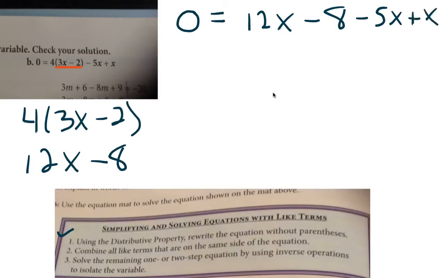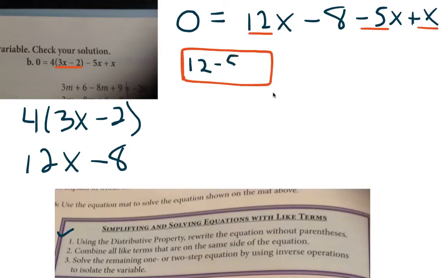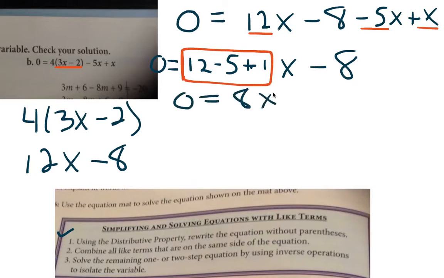And so we've done step 1 out of 3. Now we have to combine all like terms. So the x's are like terms, and there's nothing to combine with the constant, so we'll just leave that negative 8. So 12 minus 5, and there's the invisible 1 that we have to add in there. Minus 8 is equal to 0. So 12 minus 5 is 7, plus 1 is 8. So we have the two-step equation of 0 equals 8x minus 8.